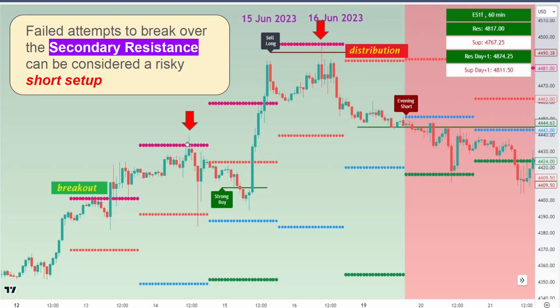But that failure actually carried over to the following day, and that day started as a distribution day because it was traded inside the range. Here happens the very same pattern.